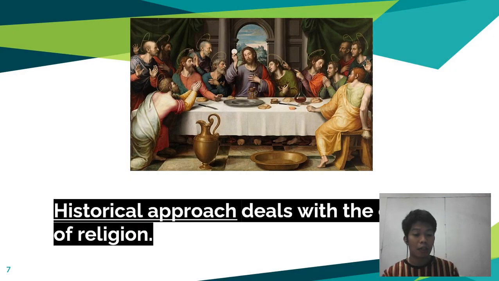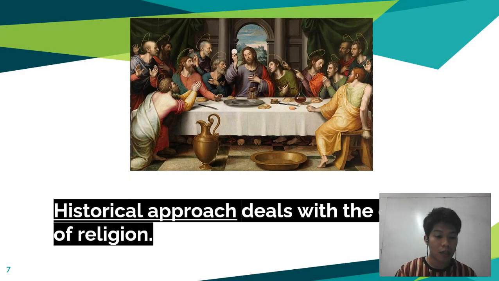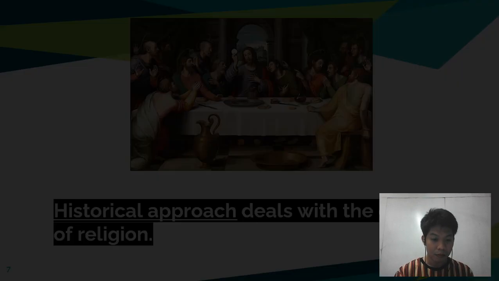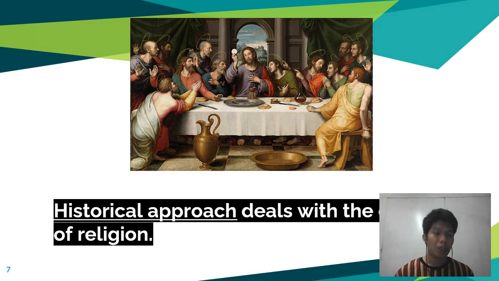Next is the historical approach. It deals with the origins of religion. History is the study of past human events. Thus, understanding religion through the lens of history is a way of understanding its origin, development, and influences from generation to generation.